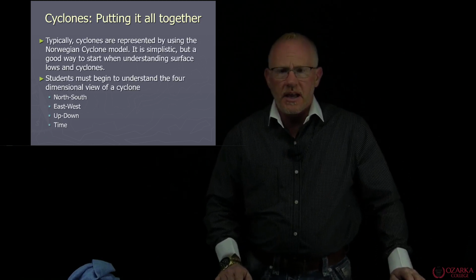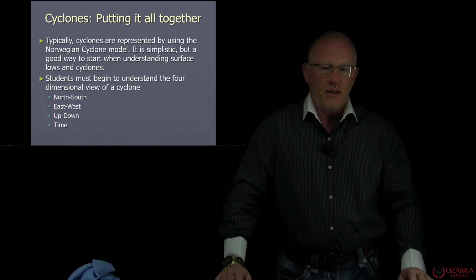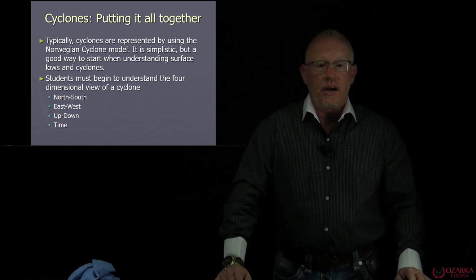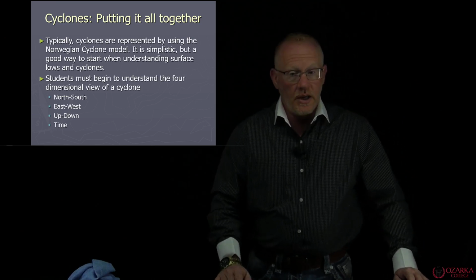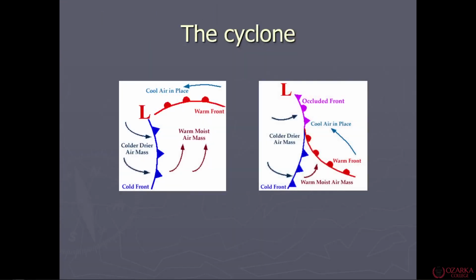So typically, cyclones are represented by using the Norwegian cyclone model. It's simplistic, but a good way to start understanding surface lows and cyclones. Now, you guys must understand the four-dimensional view of a cyclone. You've got north-south, east-west, up-down, and time. All right, I'm going to blow this up.